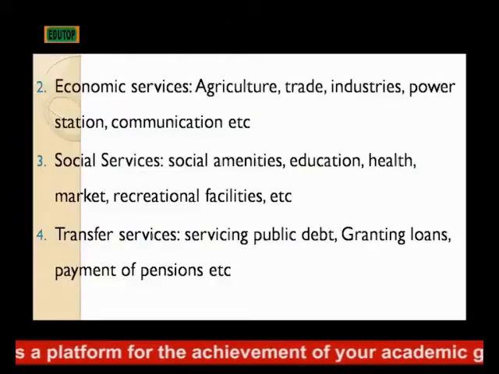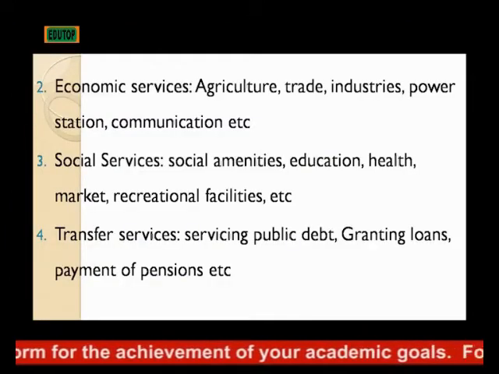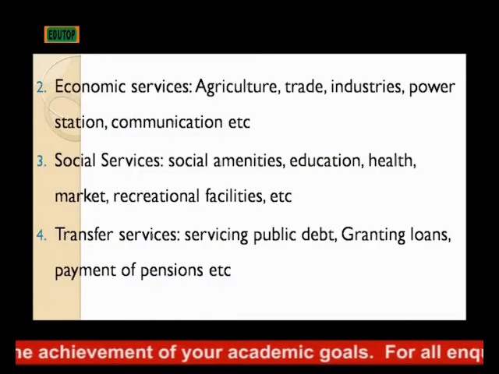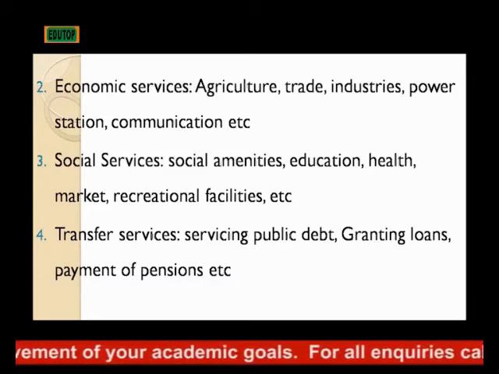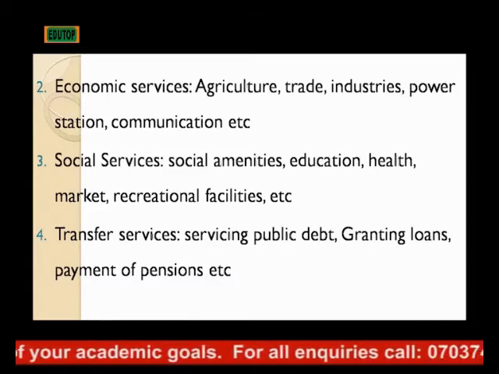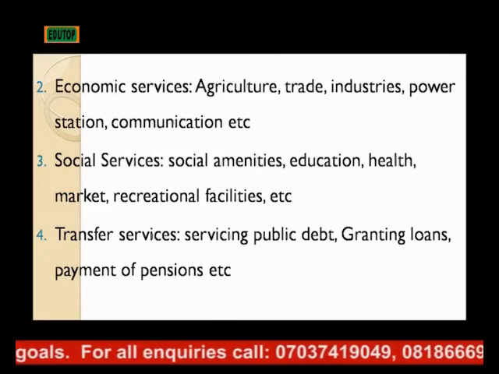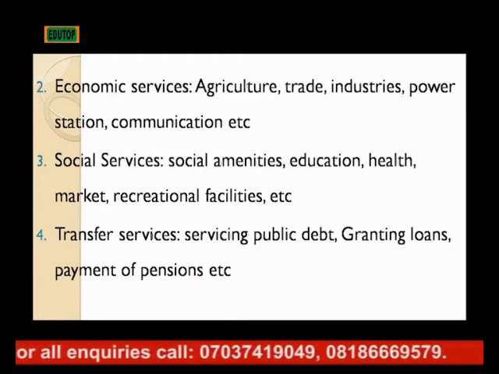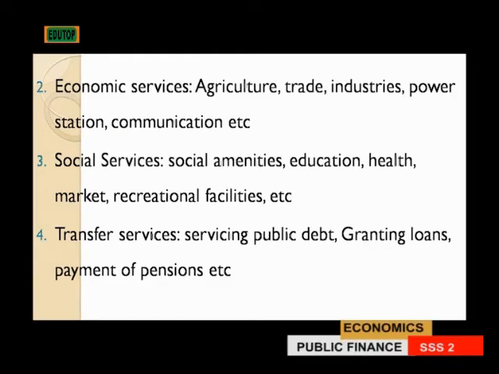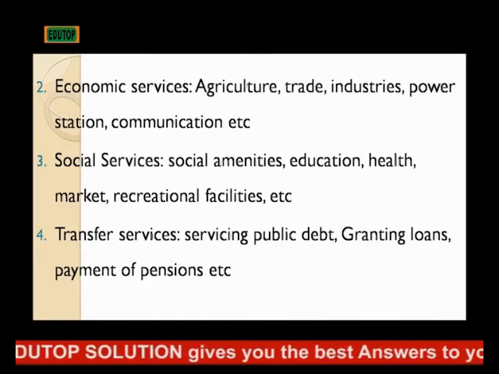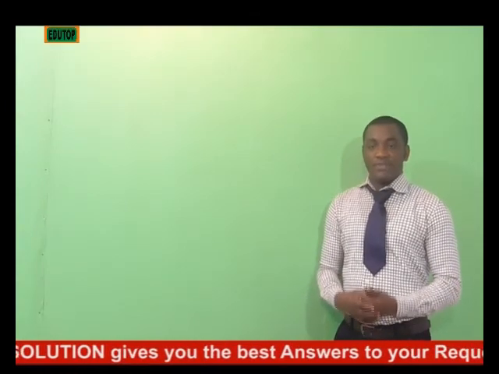Also, we have social services. Social services such as social amenities, like building roads, providing tap-borne water, providing electricity, providing education, be it free education, health, be it free medical care for people, then building markets, recreational facilities, and so on. All these are grouped under social services.